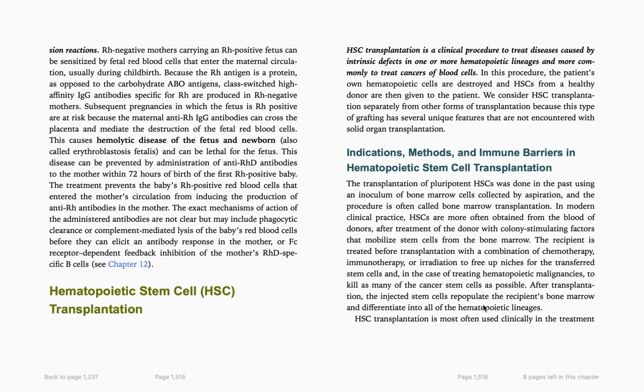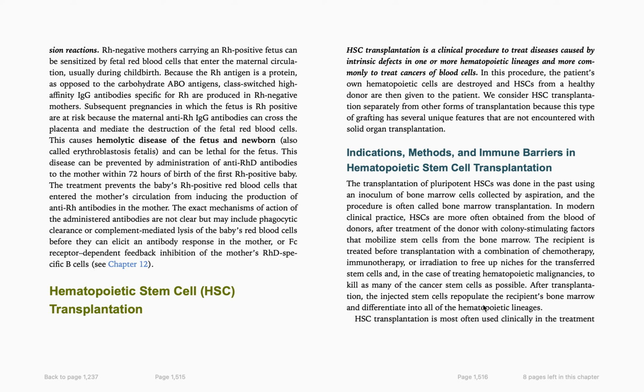Indications, method, and immune barrier in hematopoietic stem cell transplantation. The transplantation of pluripotent hematopoietic stem cells was done in the past using an inoculum of bone marrow cells collected by aspiration, and the procedure is often called bone marrow transplantation. In modern clinical practice, hematopoietic stem cells are more often obtained from the blood of a donor after treatment of the donor with colony stimulating factor that mobilizes stem cells from the bone marrow.